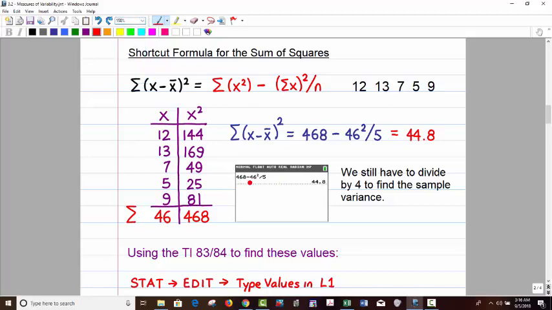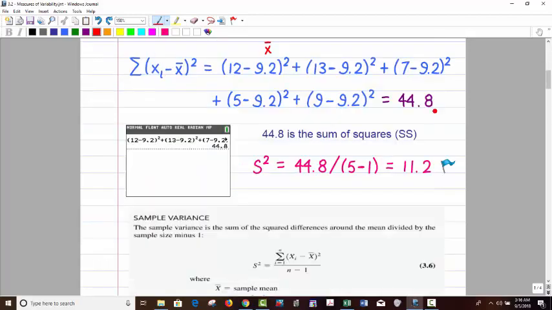If I go 468 minus 46 squared over 5, it knows only the 46 squared over 5 is by itself, because the order of operations is going to do the exponent and the division first before the subtraction. Well, anyway, this result gives you 44.8. Now, sometimes people will jump the gun and think that's the answer to the sample variance. No, it's not. You still have to divide by the 4, which was the n minus 1. It's just giving you a different way to get that same 44.8 that we got right back up there. It's just a different way to get that number.